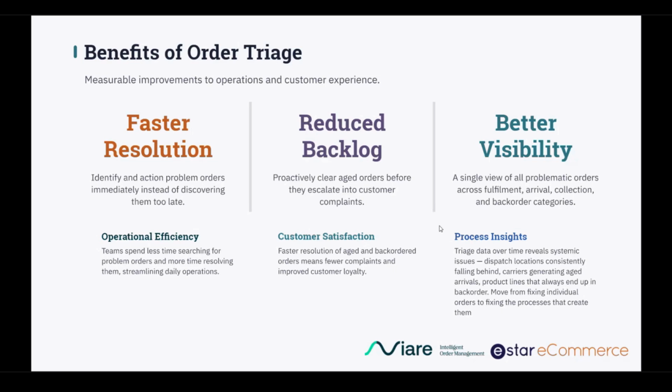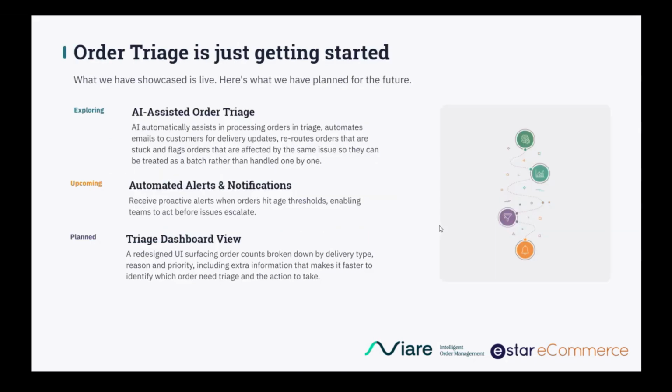So this is just the start. We're not stopping here. What I've shown you is current and live. And we are still going to continue customer engagement and keep talking about what we want to do. So what's coming up, based on some conversations and what we're going to keep doing as part of this, is AI assisted order triage. This is really exciting for us. AI is something that's really come about in leaps and bounds over the past few months, and we're really excited to put that into practice and help us with things like order triage.